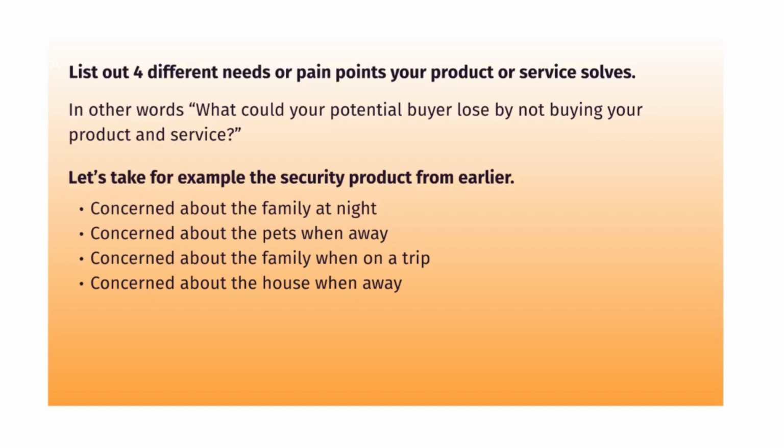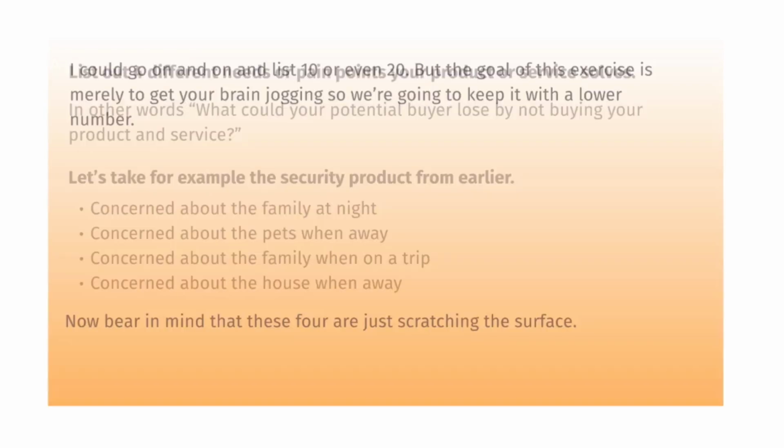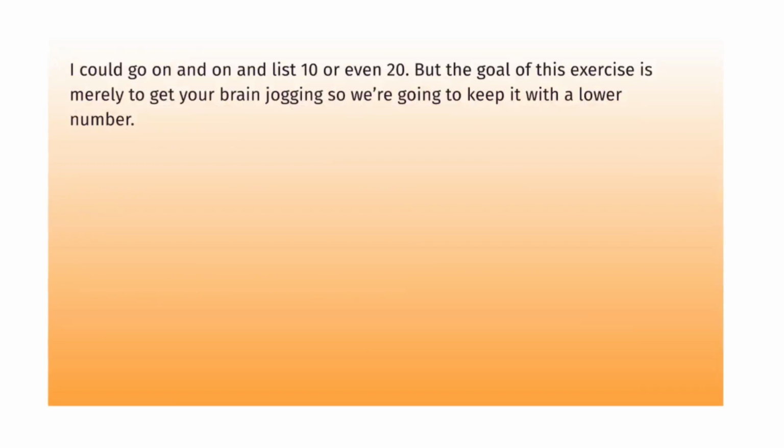Now, some people won't have pets, some people won't have children. So that's why we try to cover as much as possible. Now, bear in mind that these 4 are merely scratching the surface. I could go on and list 10 or even 20 if we wanted to. And I advise you, if you can list more, then great. But the goal of this exercise is to merely get your brain jogging so we're going to keep it with a lower number. But if you can do more, great, do more.